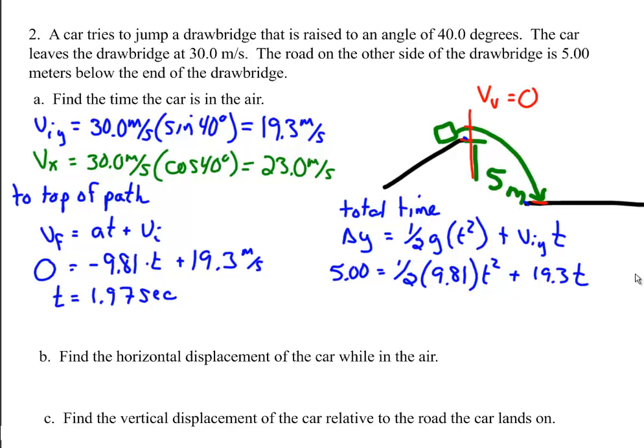Now, we have to make very sure when we're doing this, we get our directions correct. We chose up to be positive. So our 19.3 meters per second stays positive. Acceleration's acting down, that's negative. I'm going from here to the road. I'm going down, so my 5 meters is negative down. So there's my equation with the correct signs for each of my vector values.